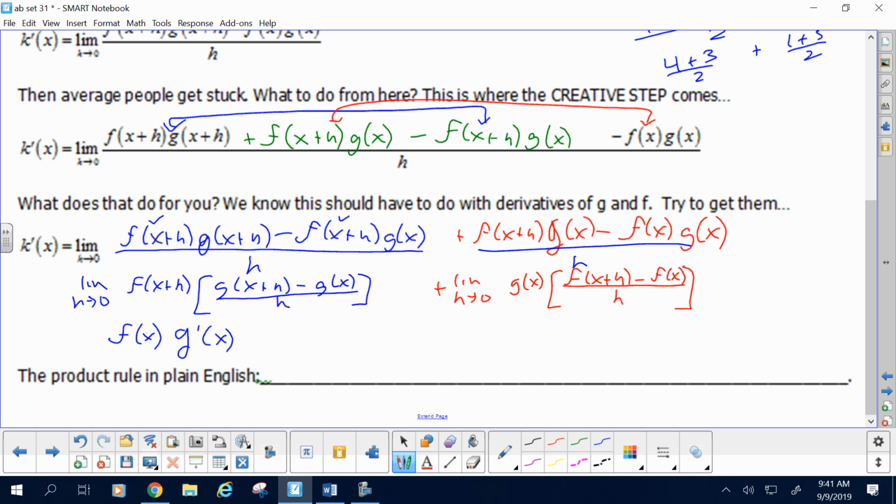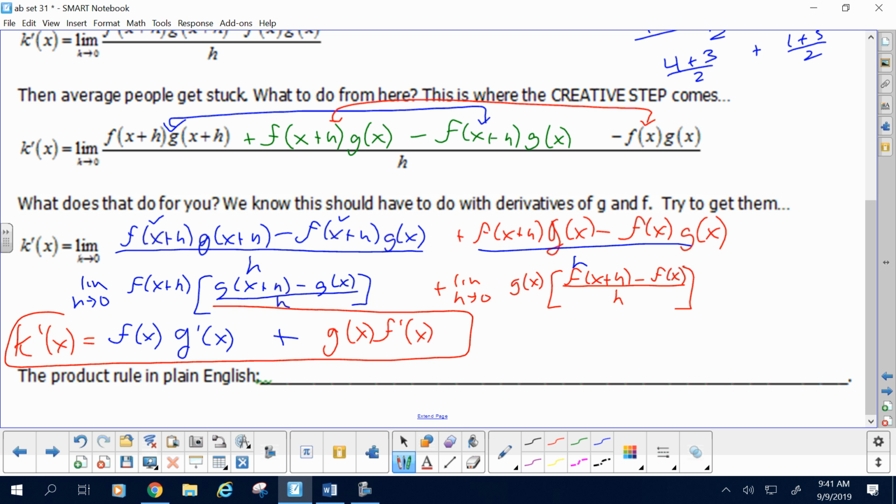Okay? Plus, now, as h goes to 0, what does g of x go to? G of x, whatever g of x is, but the rest, as h goes to 0, that's f prime. Now that's how you take the derivative of some product. That's the product rule. It's a shortcut and a good one.